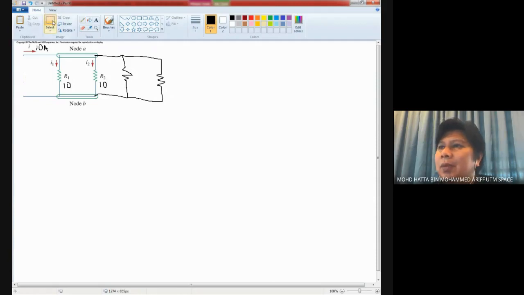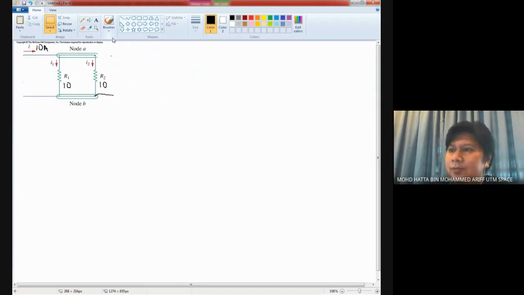Okay, maybe we stick with 2. Later on, we discuss additional branches. I would like to show this first before we get into additional branches. I would like to show how we use the current divider. Let's say I have 10 ampere over here, and I have a resistor, here is 10 ohm, and over here I have 5 ohm.